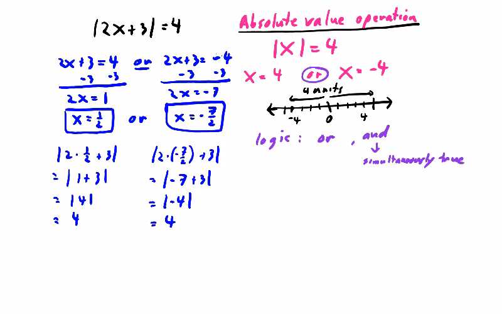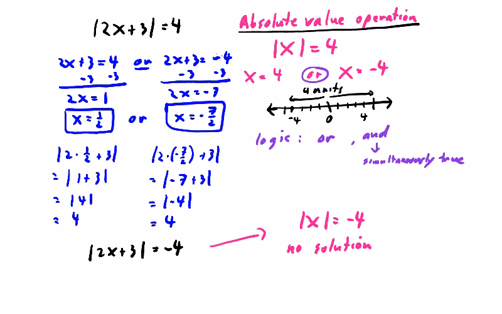So let's consider another variation of this. Let's consider the problem: the absolute value of 2x plus 3 equals -4. Now you may think I didn't leave much room. That's very intentional, because let's go back over to considering what the absolute value means. If I wrote the absolute value of x equals -4, there is no solution.